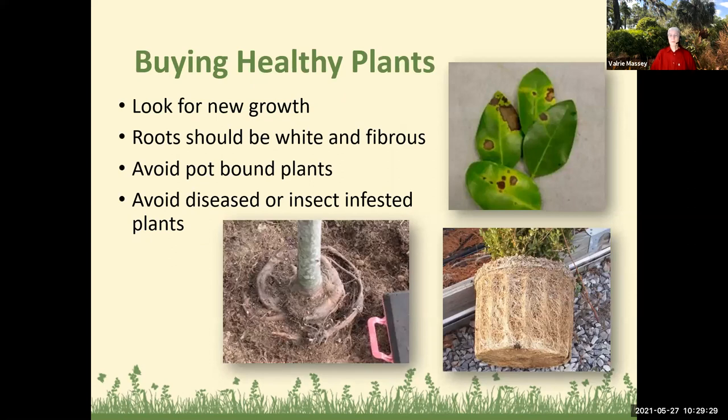You want to be sure to buy healthy plants. Look for new growth. The roots should be white and fibrous. You don't want really pot-bound plants. And you want to make sure that you don't have this kind of circling of the roots down at the bottom at the base. The plant, the tree, is not going to thrive like you want it to.